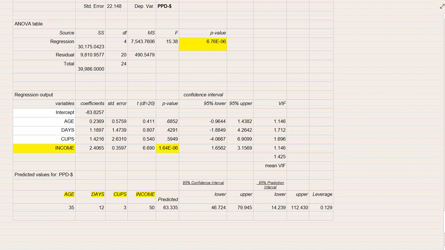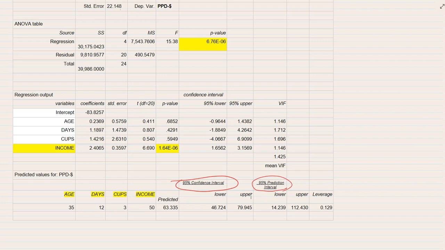The lower prediction confidence interval, the lower limit is $47, anywhere from $47 to $80. And then the 95% prediction interval is $14 to $112. And the difference between them, remember: the confidence interval we establish for the average value. The prediction interval is for an individual observation. So here's the interpretation of how these are different.